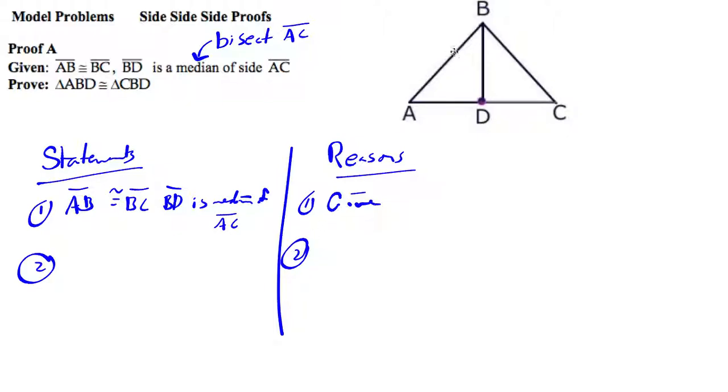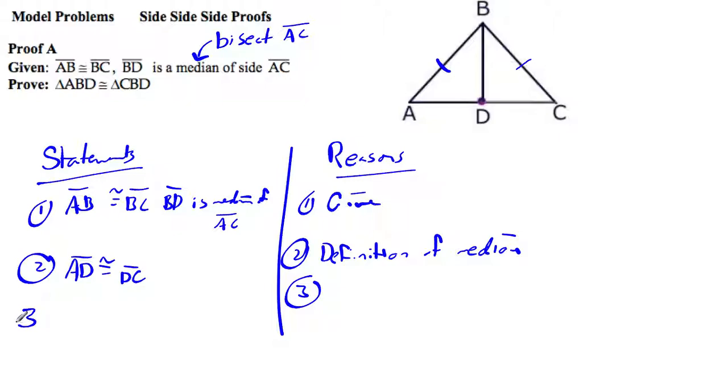So I can actually mark my picture up. So I'm going to say AB is congruent to BC. Well, I just explained that BD is the median of side AC, so that means that AD is congruent to DC, and that's just the definition of a median. For 3, so AD is DC.